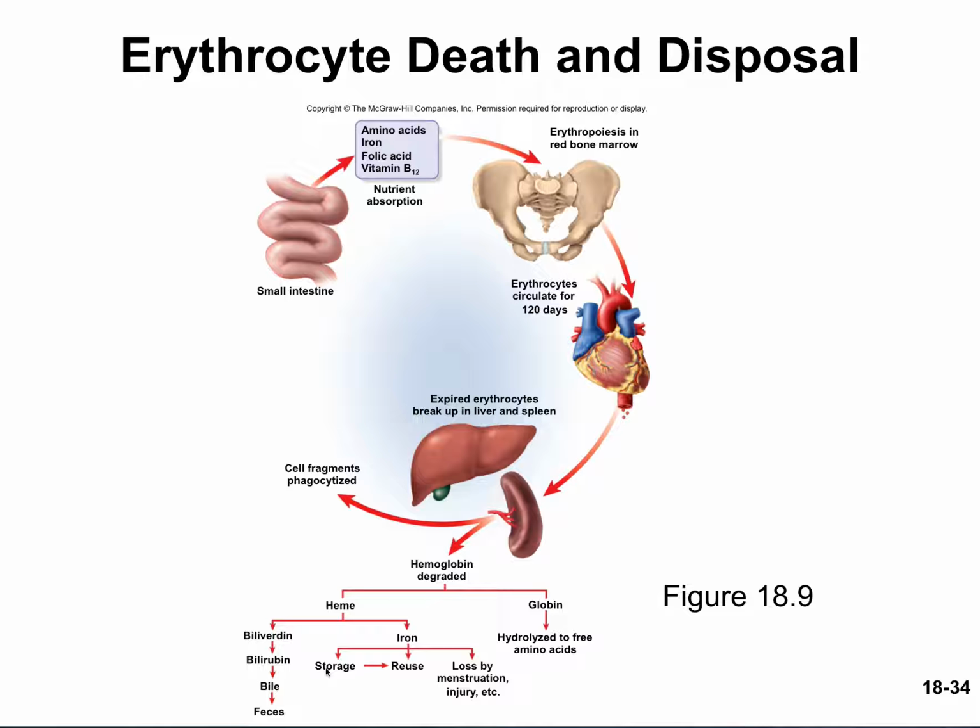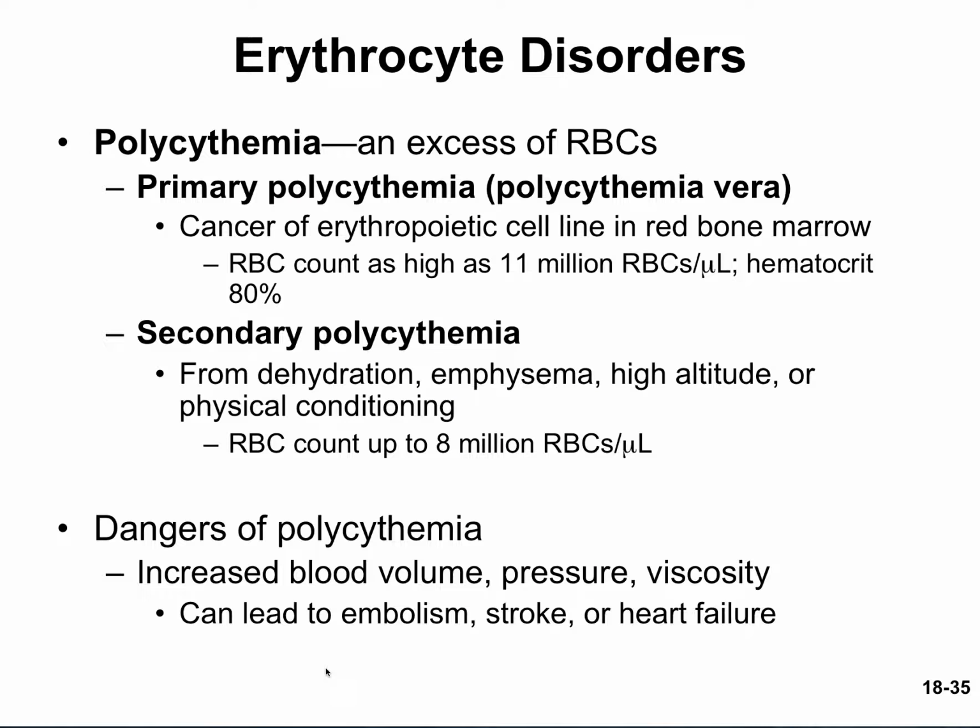The macrophages remove the Fe2+ from heme and release it into blood. The heme is broken into biliverdin and iron. The iron is stored, reused, or lost. The biliverdin turns into bilirubin. Bilirubin goes into blood, binds to albumin, and is transported to the liver, stored in bile, and released into the intestine. Bacteria convert it into urobilinogen, giving feces a brown color.